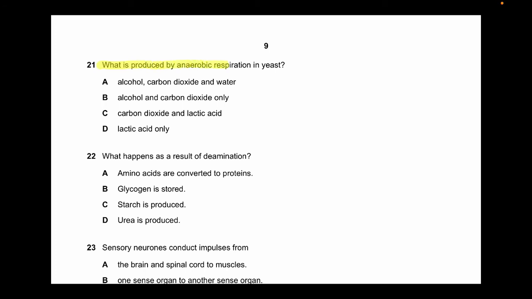What is produced by anaerobic respiration in yeast? We know that when yeast does anaerobic respiration, it produces carbon dioxide and alcohol. So option A, alcohol, carbon dioxide, and water. Well, it doesn't produce water. Alcohol and carbon dioxide only. Yes, it produces alcohol and carbon dioxide only.